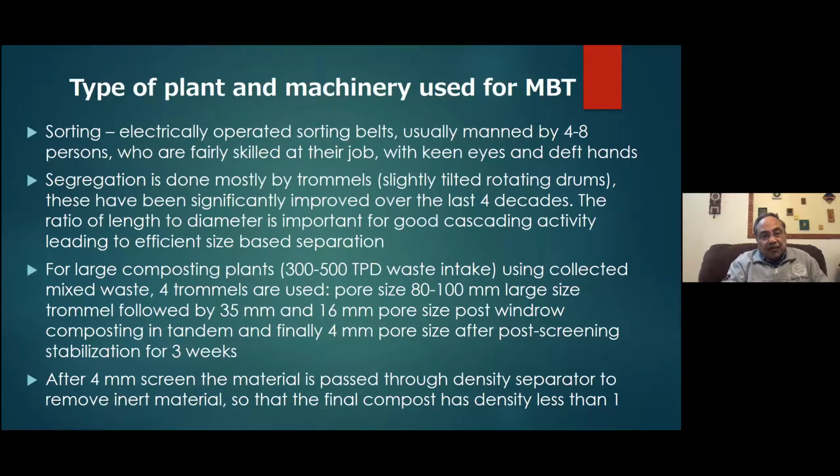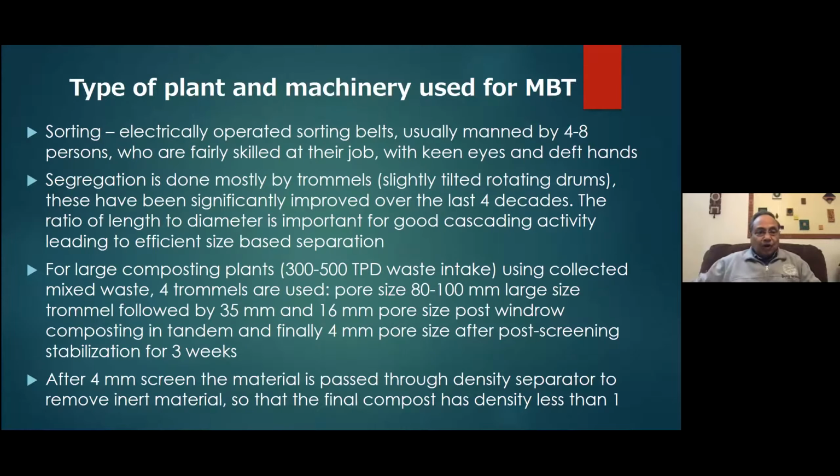Now, here I will briefly discuss the plant and machinery used for MBT. I'm speaking here from my own experience. After retiring from government in the year 2005, I spent 11 years with a big waste management company, where we did everything from designing, planning, construction to actual operation, maintenance, and marketing.